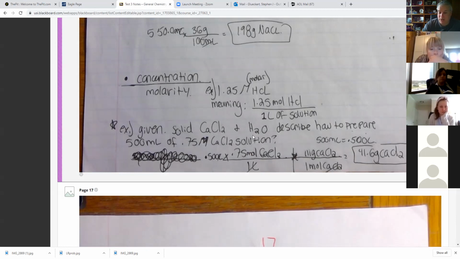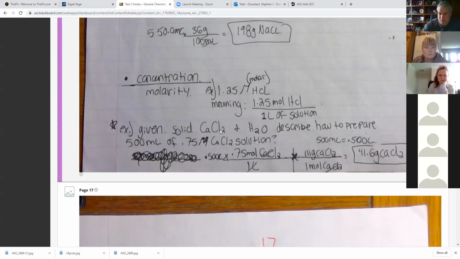So what is going to be in my solution? CaCl2 and H2O. Okay, so to make the solution that I want, what do I need to figure out? I need to figure out how much of this I'm going to have, and how much of this I'm going to have.